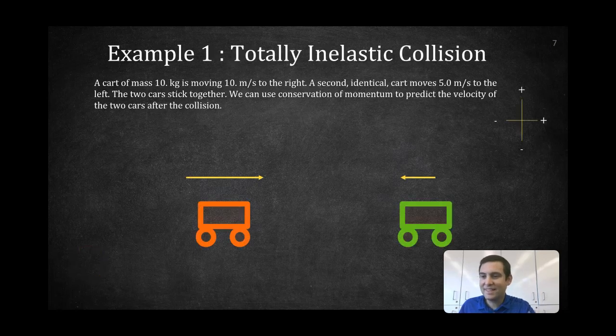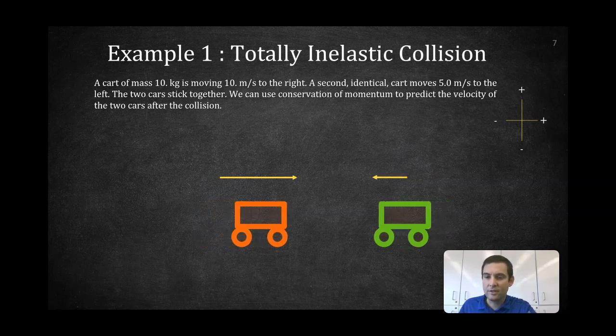A cart of mass 10 kilograms is moving 10 meters per second to the right. A second cart of identical mass moves 5 meters per second to the left. The two carts stick together. Keyword there, stick together. That means our two separate masses are becoming one. We can use conservation of momentum to predict the velocity of the two carts after the collision.